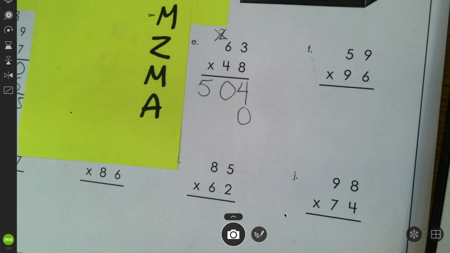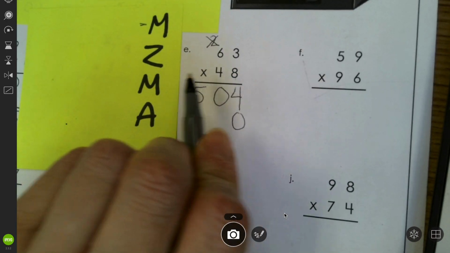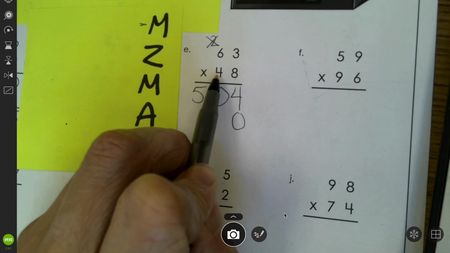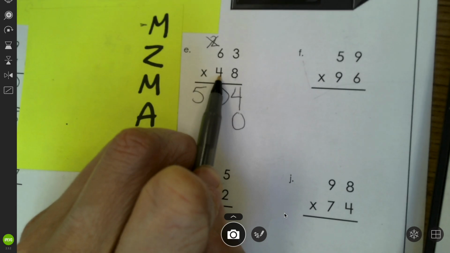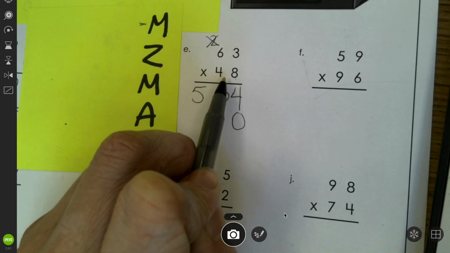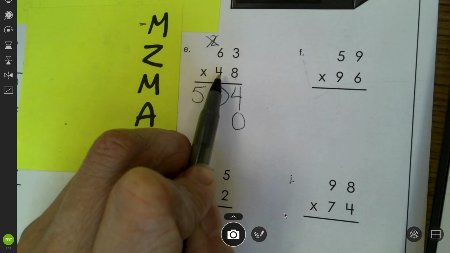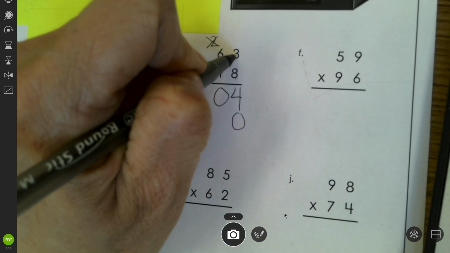That's my next step. So I scooch over from the 8. Now I'm multiplying with the 4. I have to multiply 4 times the number above in the ones column. So 4 times 3.